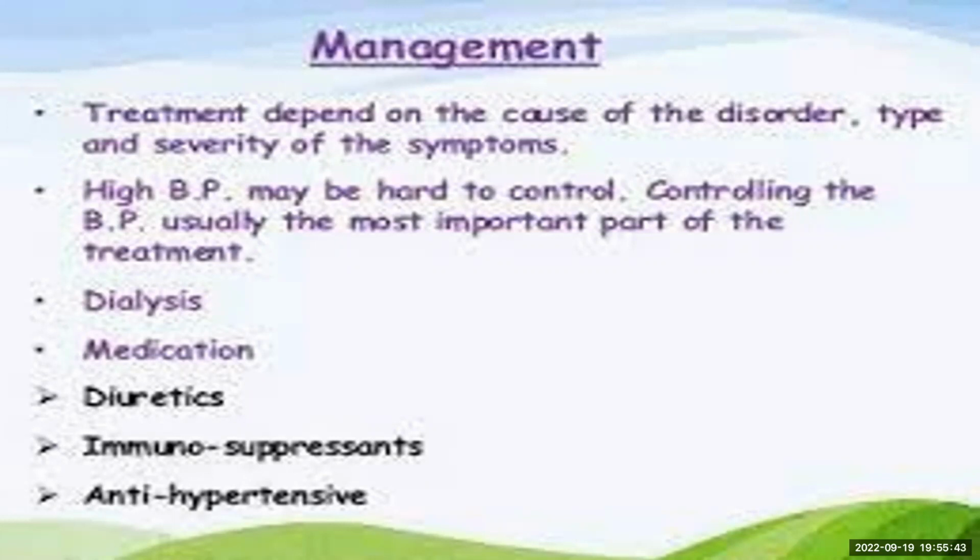If the edema is not subsiding with the use of Lasix and the BP is not in control, we'll go with dialysis. Then we'll go with medications like antihypertensive medications and diuretics, mainly loop diuretics. Why are we giving immunosuppressants? To prevent the antigen antibody reaction. Methylprednisolone is the first drug of choice which we give in case of glomerulonephritis.